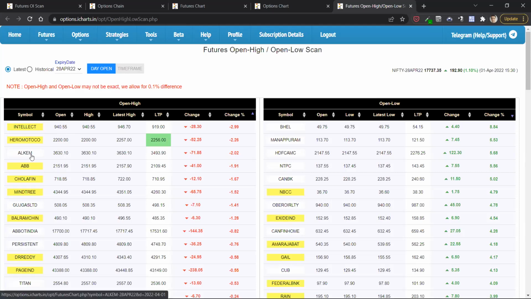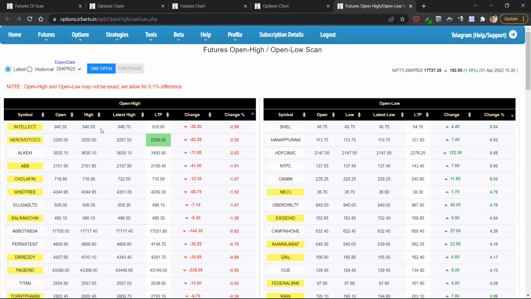We only show scripts where the current day's open and the current day's high are the same, or a slight difference. We allow a 0.1% difference here. So if open and high are the same, then we display it here. Once this condition gets broken, we highlight it with yellow.